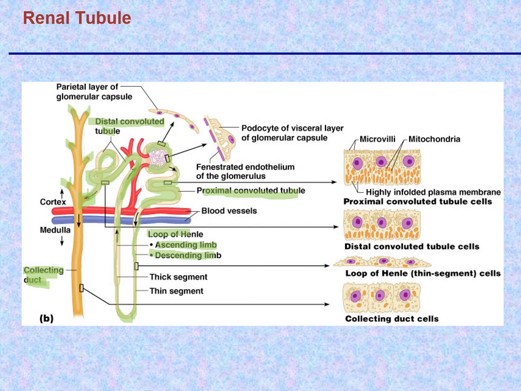The glomerulus itself is covered with a particular type of cell called podocytes. They form part of that filtration membrane, filtering the fluid that's going from the blood into the tubular system, forming the first fluid, which is called a filtrate.